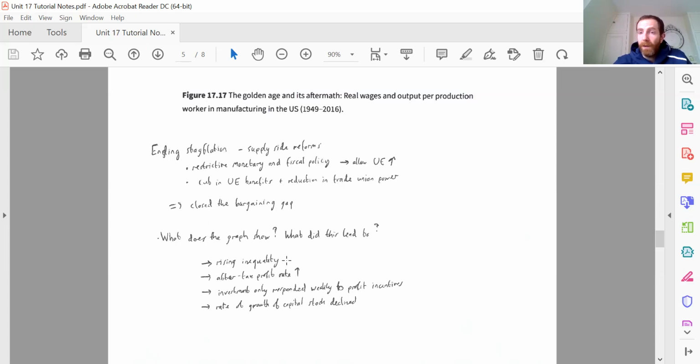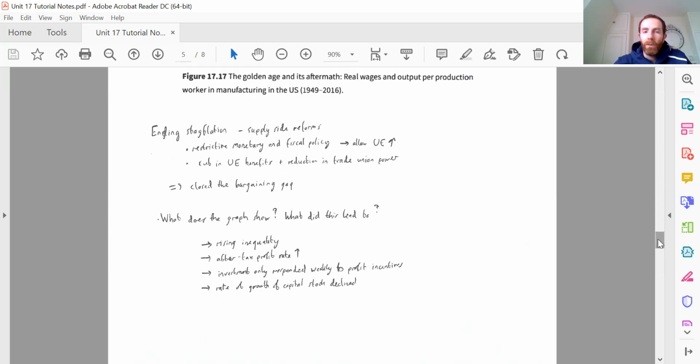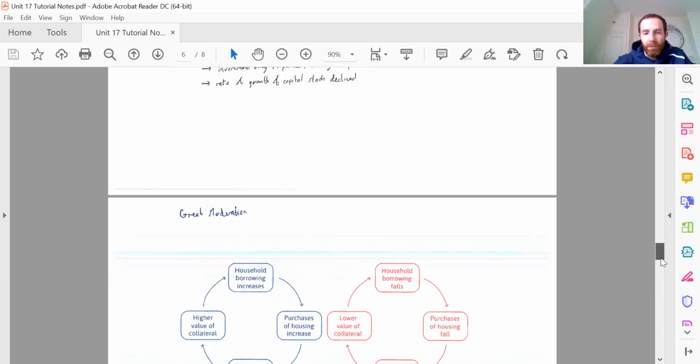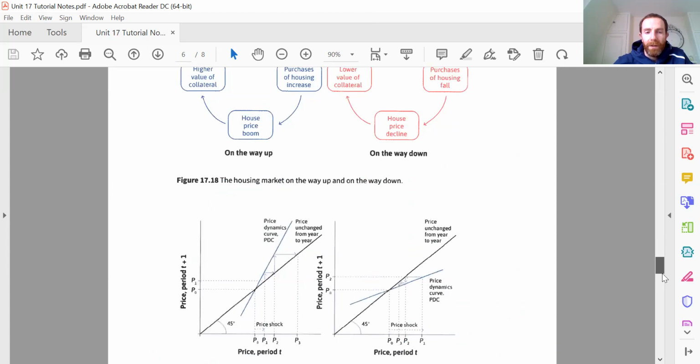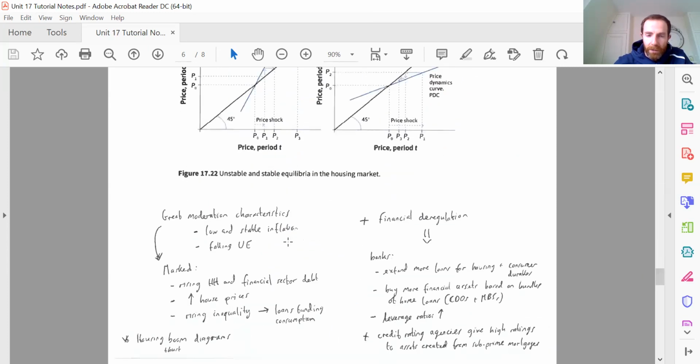But the rising inequality also causes a problem. Before we jump into the problems that this all caused, let's talk about the period that comes after stagflation has ended, which is referred to as the Great Moderation. And just to talk briefly about some characteristics of the Great Moderation: we started to see low levels of inflation as a result of the inflation targeting and independence of central banks, and those levels of inflation were staying relatively stable.